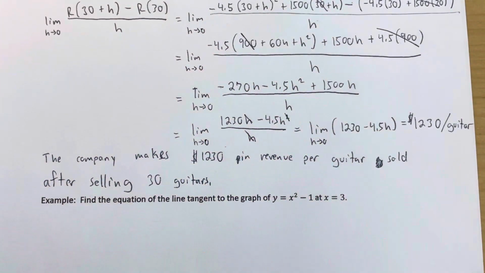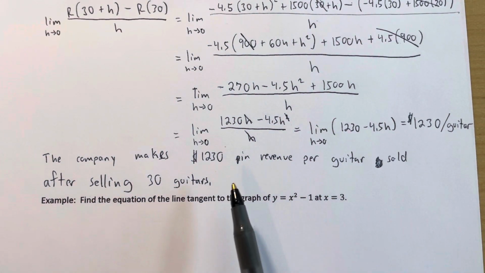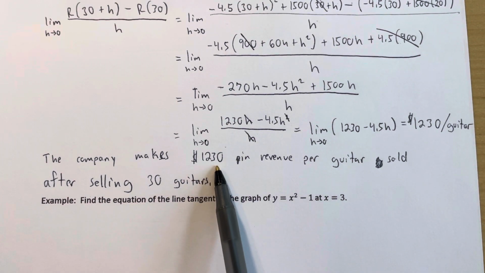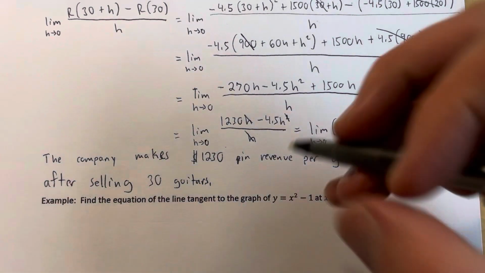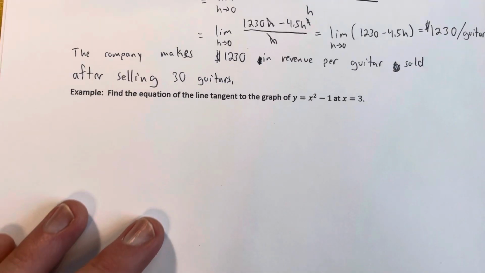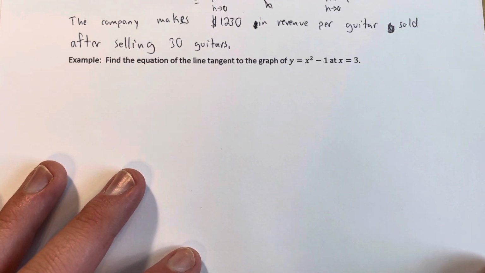And again, this is to be treated like an approximation because the amount made per guitar will most likely be changing as we sell more and more of these things. So it's only about $1,230 in revenue per guitar when we sell about 30 guitars. That will change as we sell more and more. Okay? All right. Let's try to knock out a couple more examples.